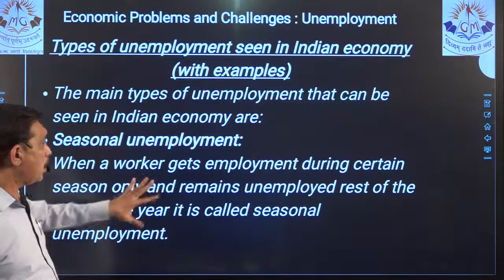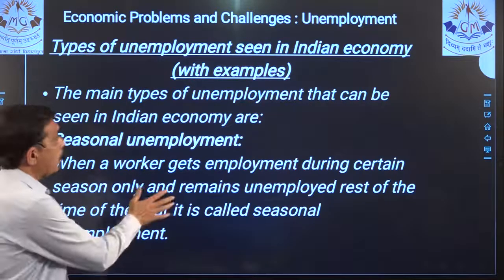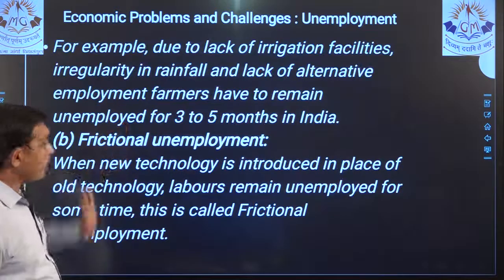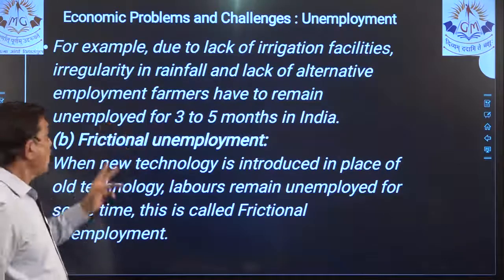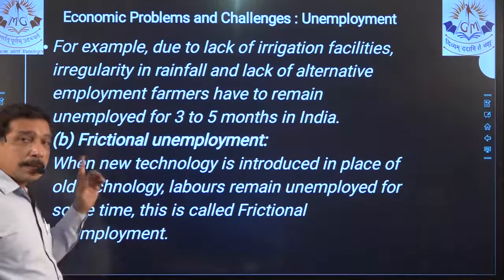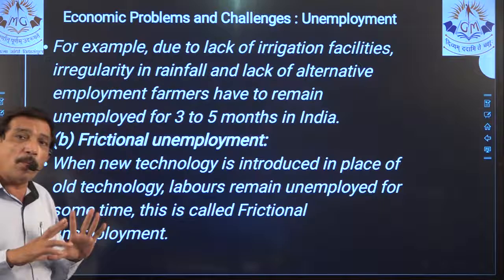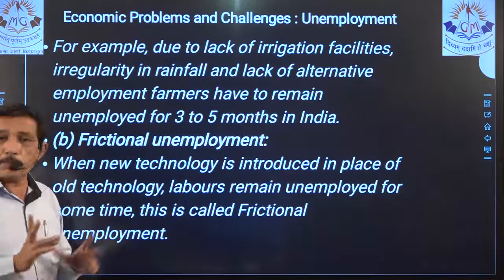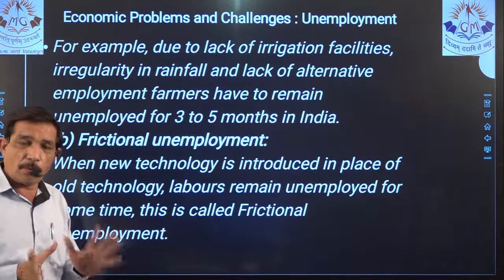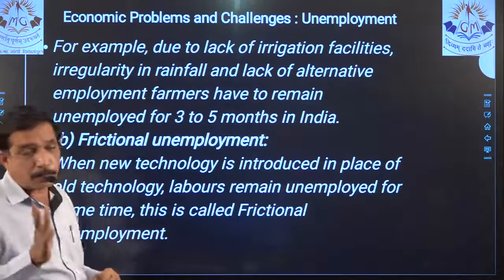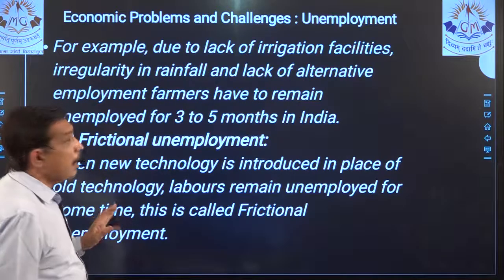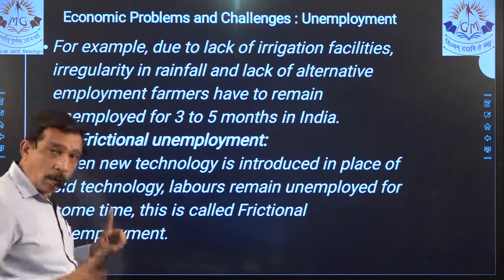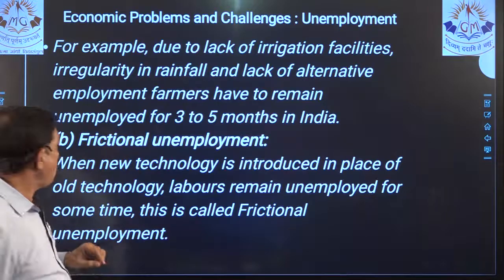So for seasonal unemployment, the definition is given over here, and some examples are given over here, 2 points, okay. Then frictional unemployment. Seasonal plus frictional, both put together, will be 2 marks, because they will make 4 points, right? So 4 points, you get 2 marks. If you are asked to explain all of them, then that is a complete 3-mark question.